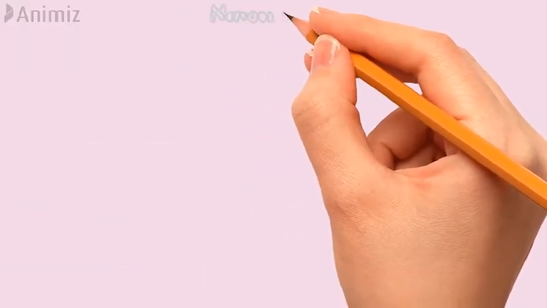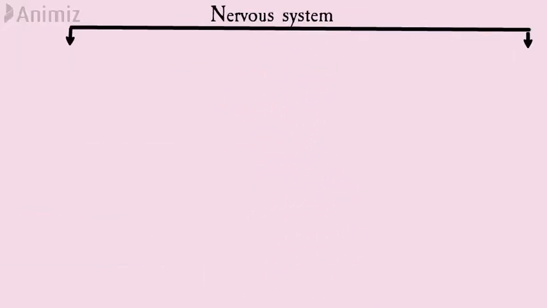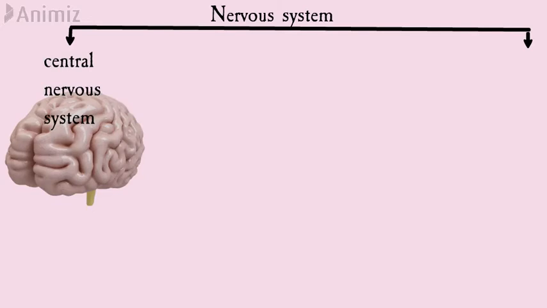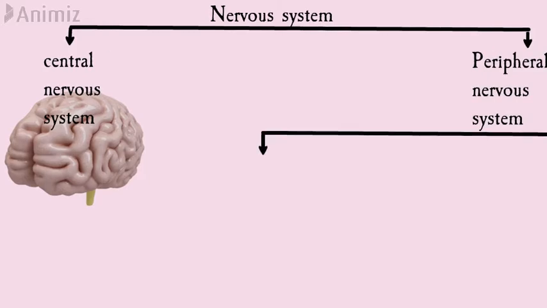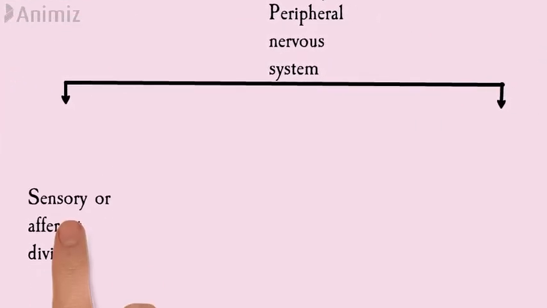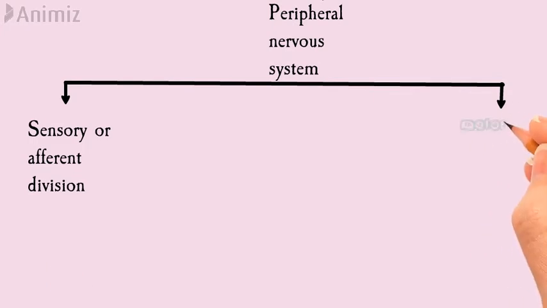The system is basically divided into two types: central nervous system and peripheral nervous system. The central nervous system is where all the information goes into and comes from, and where all the information is stored. The peripheral nervous system is responsible for bringing in and taking out information, depending upon which it is classified again into the sensory or afferent division and the motor or efferent division.